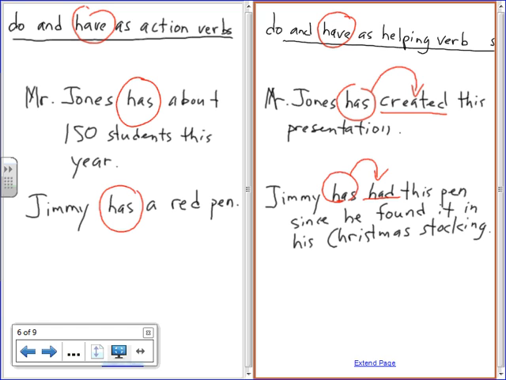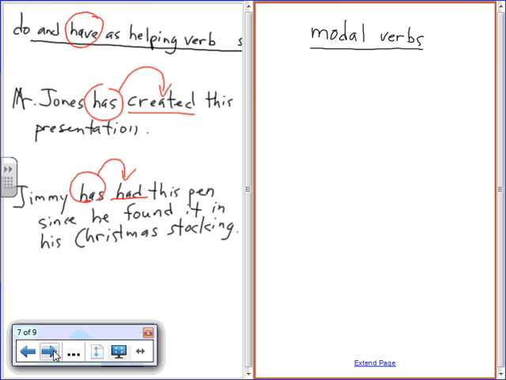Okay, so guys, that's really it for distinguishing between do, does, did, and have, has, had as action verbs versus when they are functioning as helping verbs. Now that really just leaves us with one more thing to cover, and this last part is easy, and that is modal verbs.